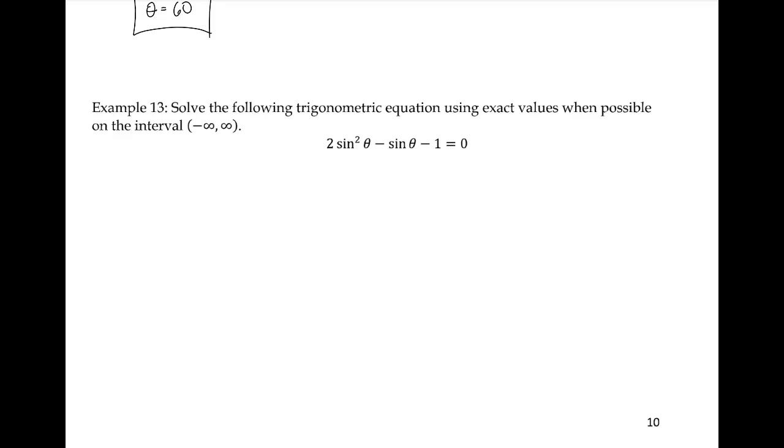So example 13, our second last one, so bear with me, we're almost there, is looking at exact values again when possible. And this time, they're giving us a different interval. So we've already seen a question like this. This is a quadratic, okay? And it's giving us infinities, which means we've actually got some flexibility.